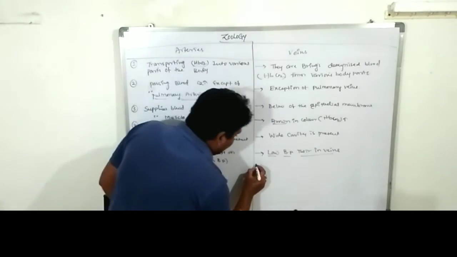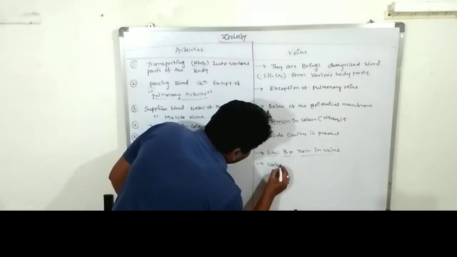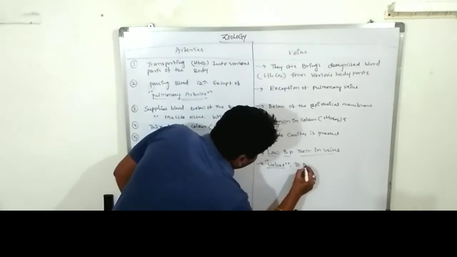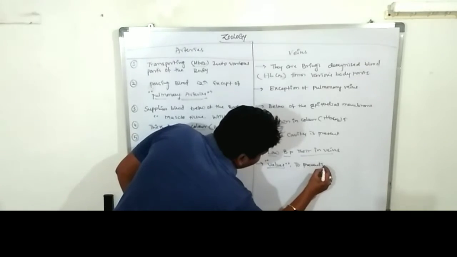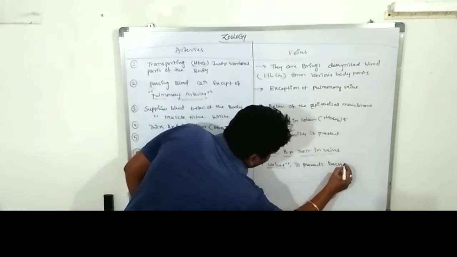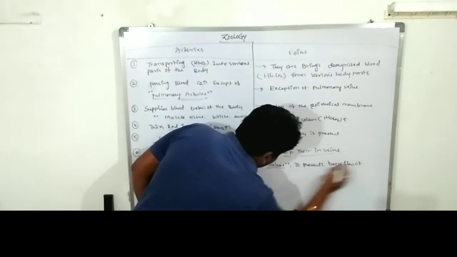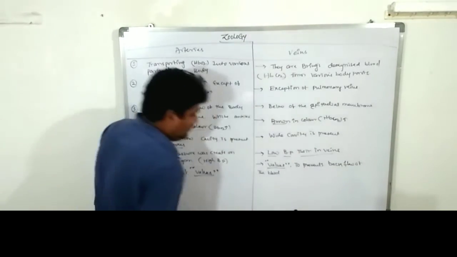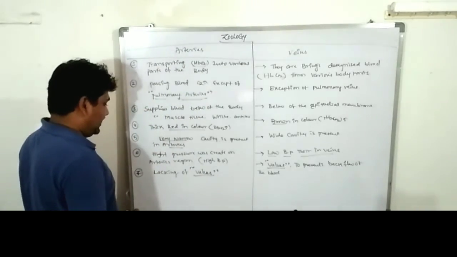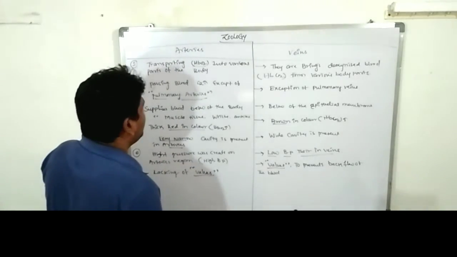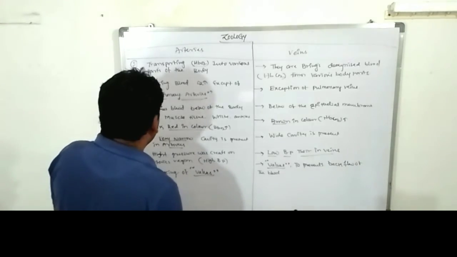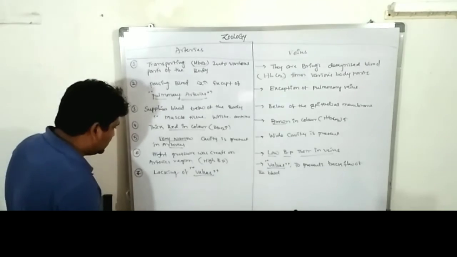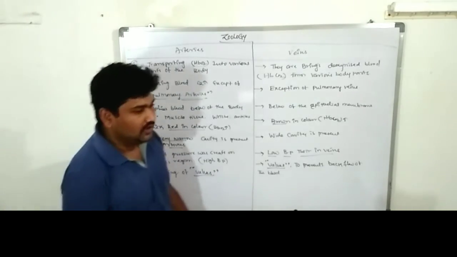So the veins contain valves. They contain valves to prevent, which one? To prevent backflow of the blood. Are you clear?